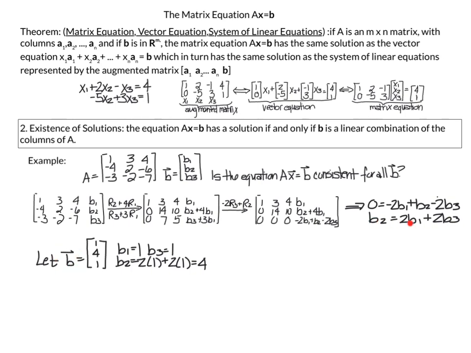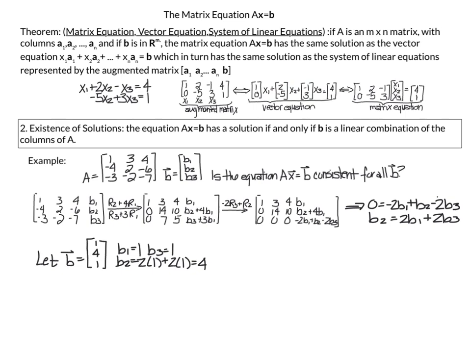In other words, I decided to let b1 equal 1 and b3 equal 1 because those are easy numbers, and that would tell me that b2 must equal 4. So I'm going to look at b equals 1, 4, 1, and I'm going to see if I can write b as a linear combination of the row vectors of A. And we know how to do that. If we want to write b as a linear combination of the column vectors of A, I'm sorry, I think I said row, but I meant the column vectors of A, that's equivalent to this vector equation here.